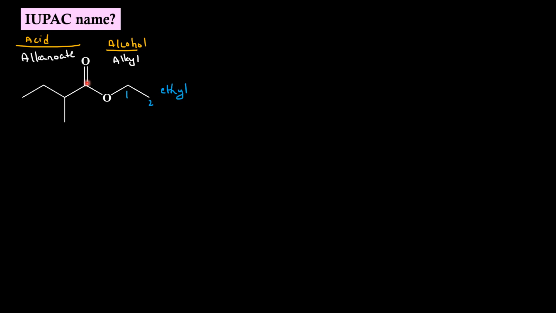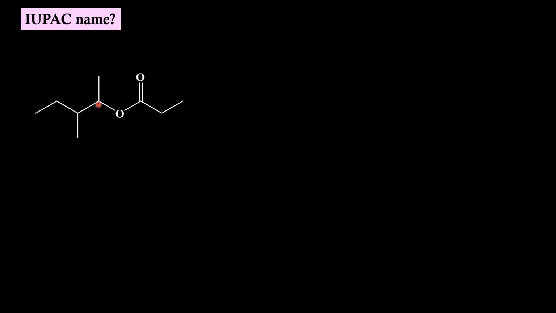On the acid side, this is the longest possible chain. Number 1 should be given to the carbonyl carbon. We have a methyl substituent at position 2. So if we express this as alkanoate, then 2-methyl butanoate. If we join, the IUPAC name will be ethyl 2-methyl butanoate.